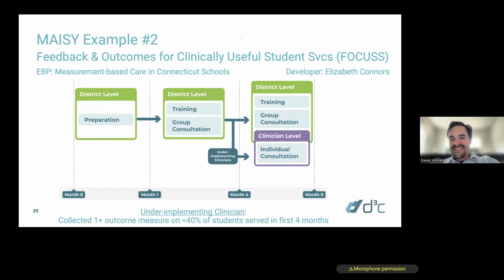Really cool stuff, except her 2 levels are districts and clinicians. So her implementation strategy, which is called Focus, doesn't go to schools directly, even though its purpose is to improve what the people in schools are doing. The reason it doesn't go directly to schools is because all of the people working in schools in the state of Connecticut are county employed. They're not school level, you know what I mean?